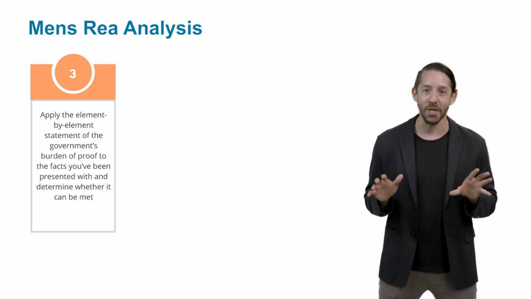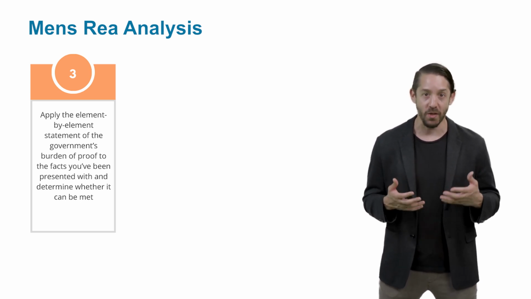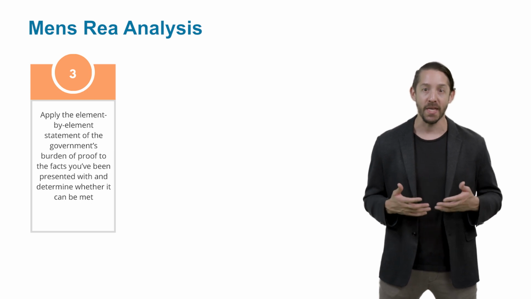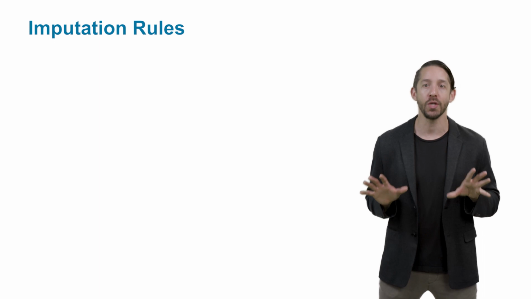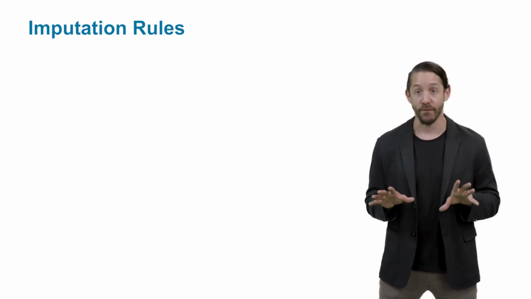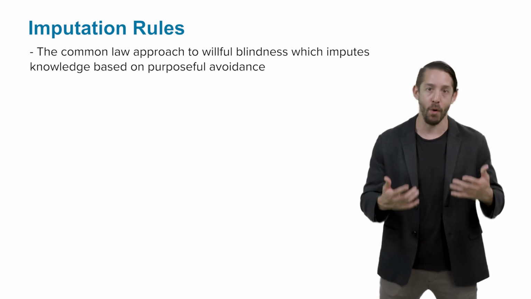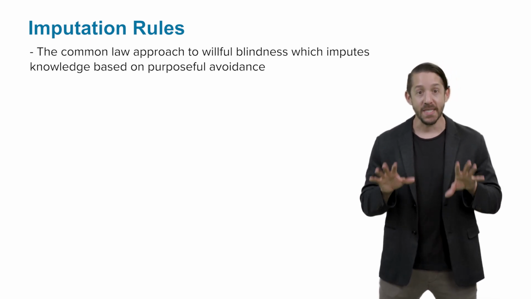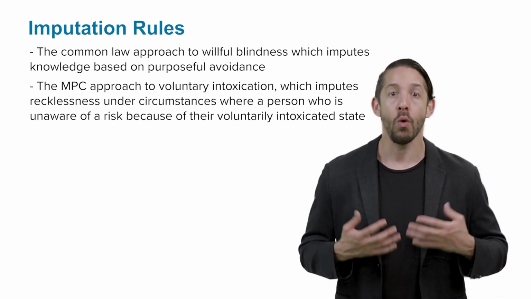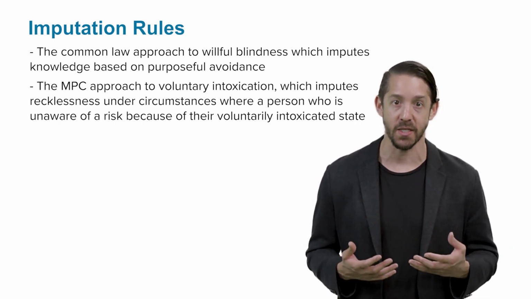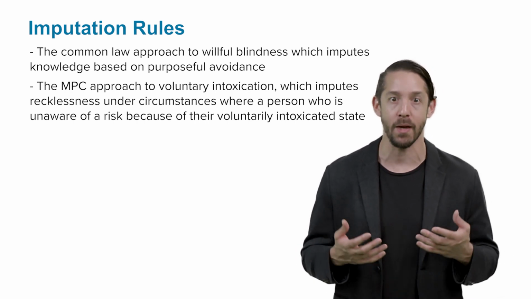The only real complication here is that sometimes the criminal law will impute a mental state that doesn't strictly exist as a factual matter based upon proof that other conditions are met. So in this class, there are 2 types of conditions we focused on. The first is the common law approach to willful blindness, which imputes knowledge based on purposeful avoidance. The second set of conditions is the MPC approach to voluntary intoxication, which imputes recklessness under circumstances where a person is unaware of a risk because of their voluntarily intoxicated state.